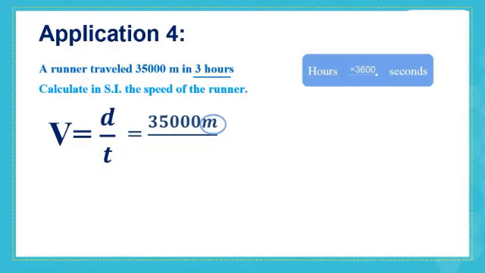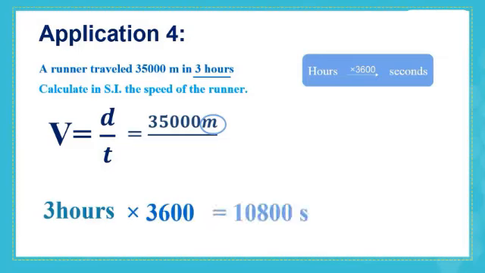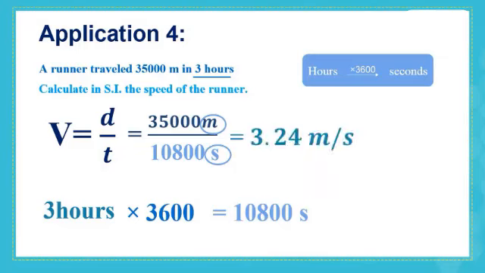To convert hour to second, we have to multiply by 3,600. So 3 times 3,600 will be equal to 10,800 seconds. This 10,800 seconds is the time in SI. Now, distance is in meter, time is in second, so we can divide the two values. The answer will be 3.24 meter per second. In this case, the speed is calculated in the SI unit.